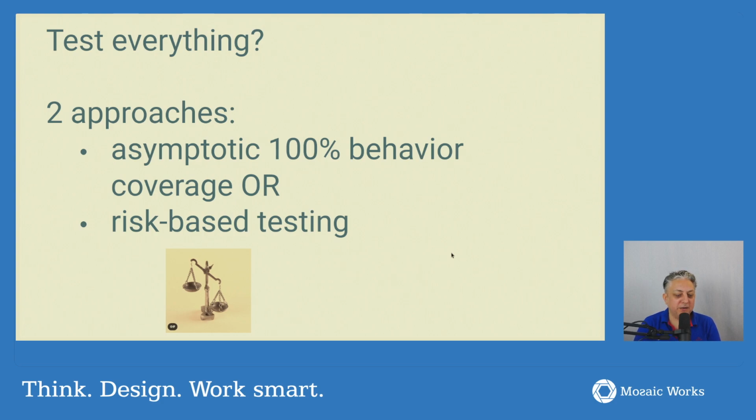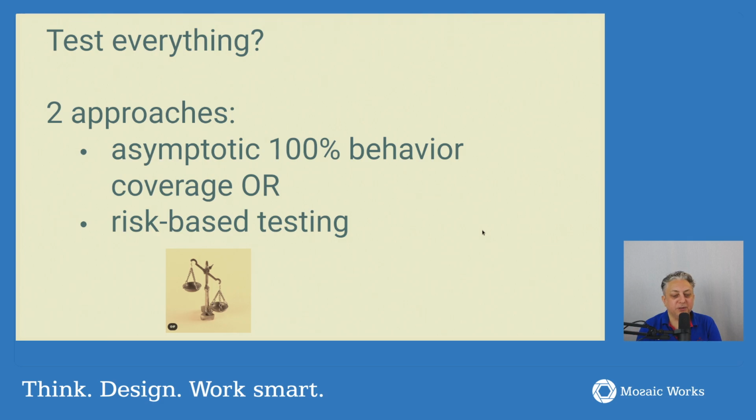And maybe there are some things that are fundamentally untestable. There are things that are not worth testing. So we're going to go for an asymptotic 100% behavior coverage. And behavior is very important. You need to think about the behaviors of your product and not about classes, functions, and so on.